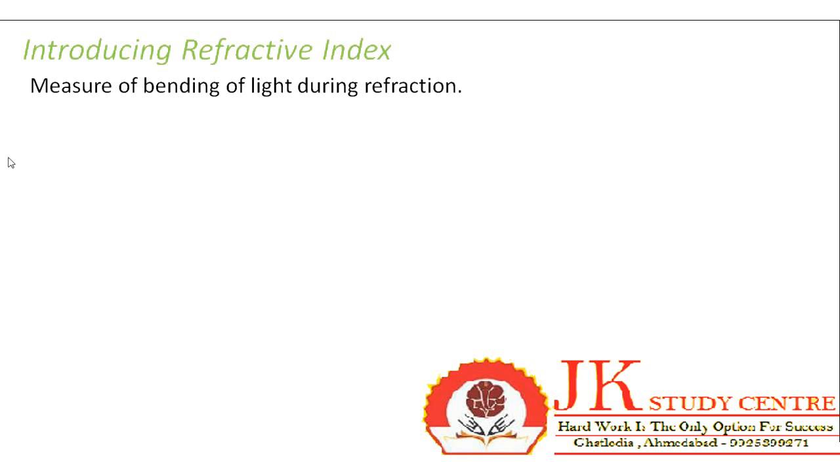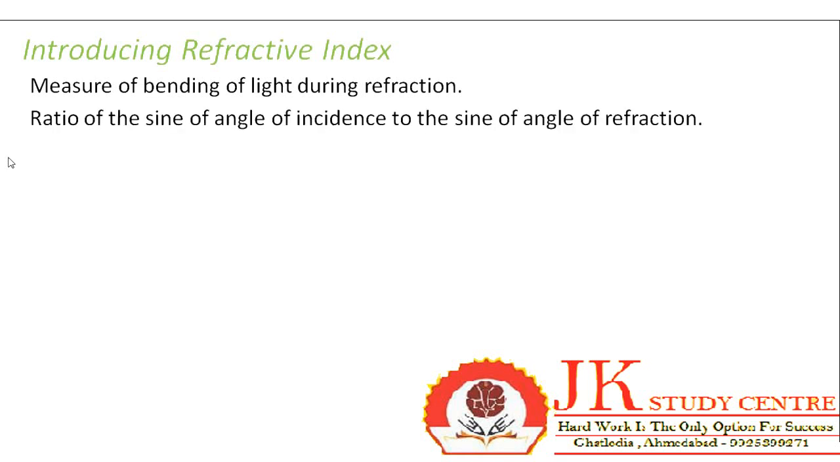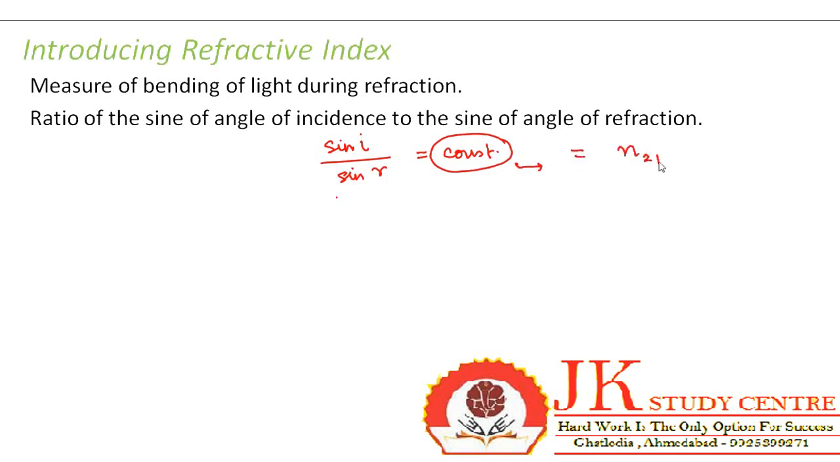That means how much, or to what extent, the ray of light bends when it enters from one medium to another medium. So how is it defined? It is defined as the ratio of the sine of the angle of incidence to the sine of the angle of refraction. Just now we saw in Snell's law that the sine of the angle of incidence to the sine of the angle of refraction is constant. This constant is defined as the refractive index. We denote this constant as n21, which is the refractive index of medium 2 with respect to medium 1.